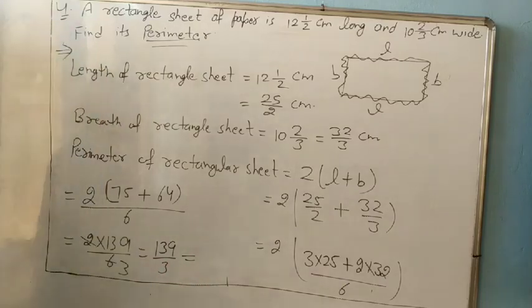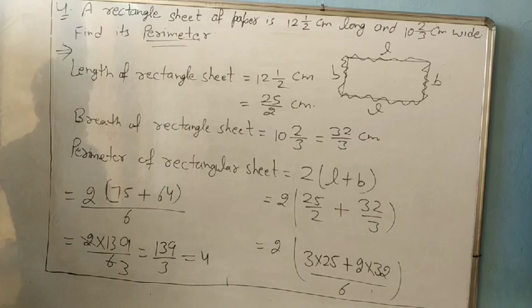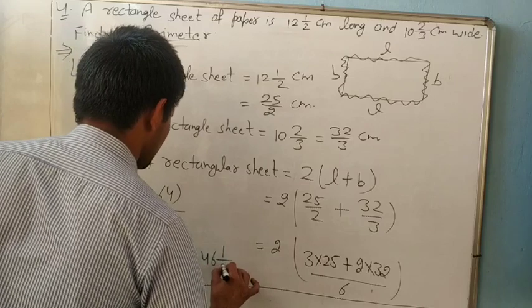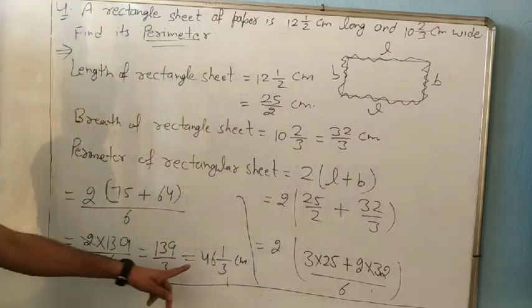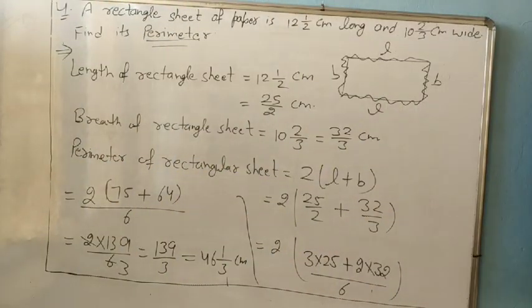You can write it in mixed fraction also. 3 times 46 is 138, and what remains? 1 by 3 centimeter. So how much is the perimeter? 46 and 1 by 3 centimeter. Understand it? Now we will do the next question.